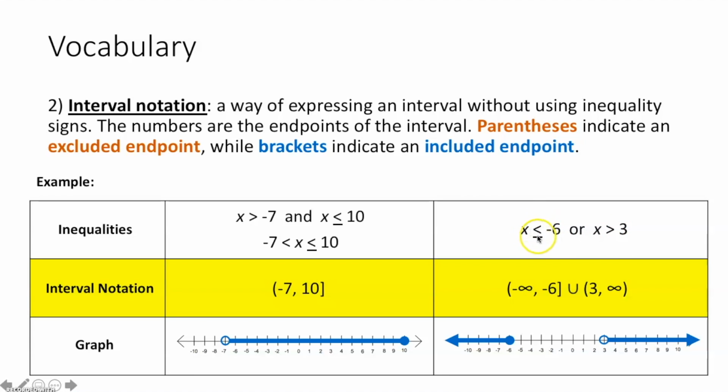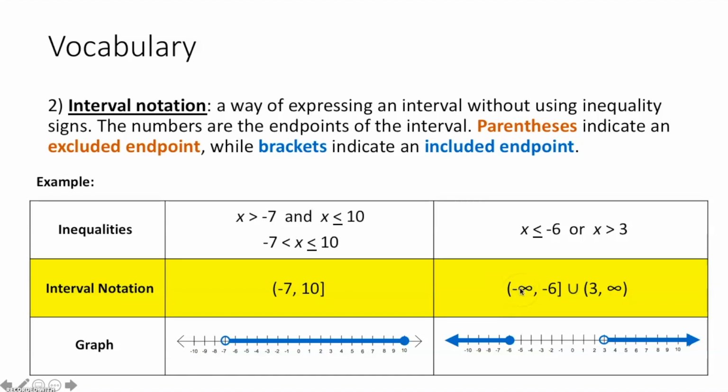Because we have to do two separate intervals, we look at each of them separately. First, we have x is less than or equal to -6. That means we want all x values less than or equal to -6. So -6, -7, -8, -9, all the way to -infinity. So when we write this in interval notation, we're going to start at -infinity, and that's going to have a parenthesis right here because there's no point you can put on -infinity.